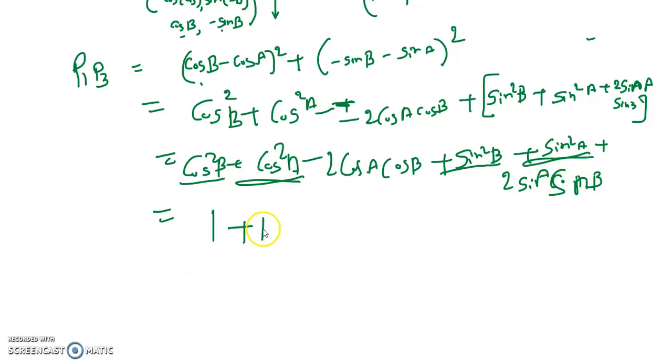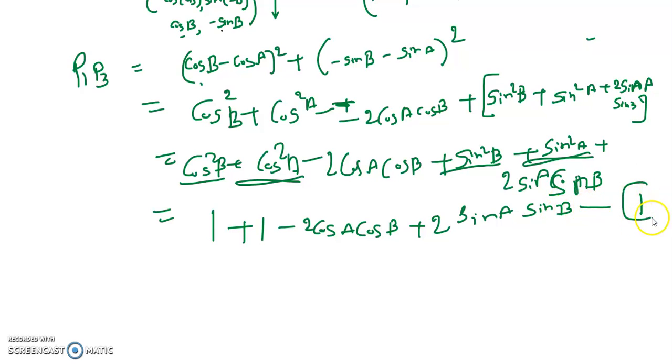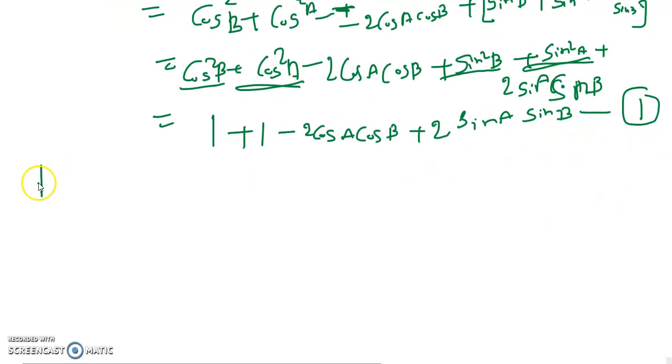So cos square A plus sin square A is 1. Then I have minus 2 cos A into cos B plus 2 sin A into sin B. I will call this equation 1. Similarly, I will find what is P2 P4 square.